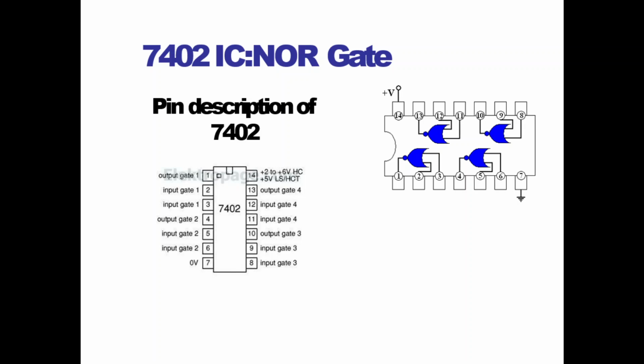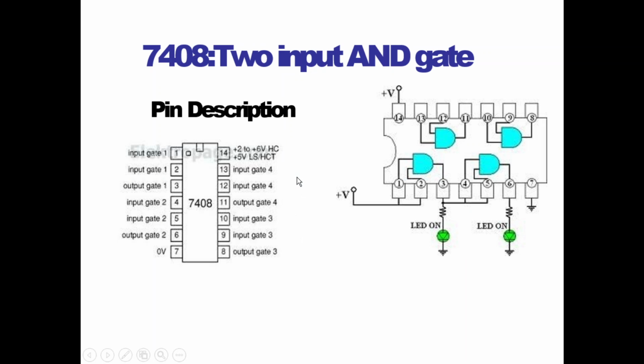Here's the integrated circuit for the NOR gate. So let's check the pin description. It's really cool. We have here the NOR gate, an OR with an inverter. All these are NOR gates with two inputs and one output. Output gate, input gate, and so on. As you can see, we have 2 to 6 volts for HC and 5 volts for LS and HCT. A 2-input AND gate: as you can see, these are the AND gates.